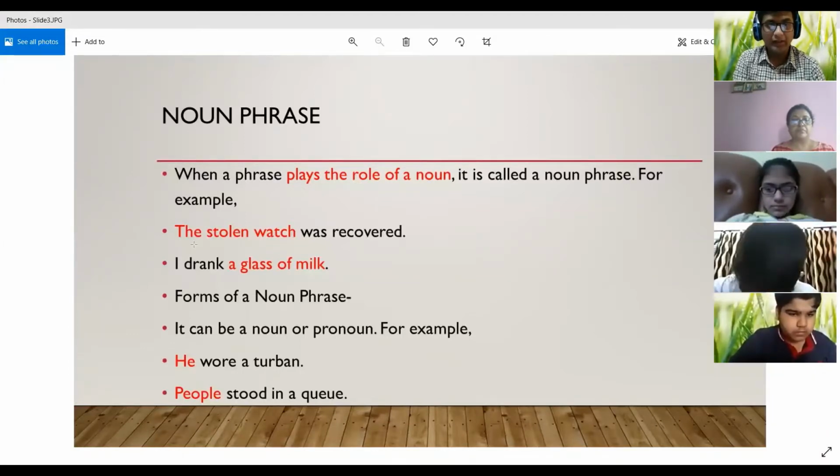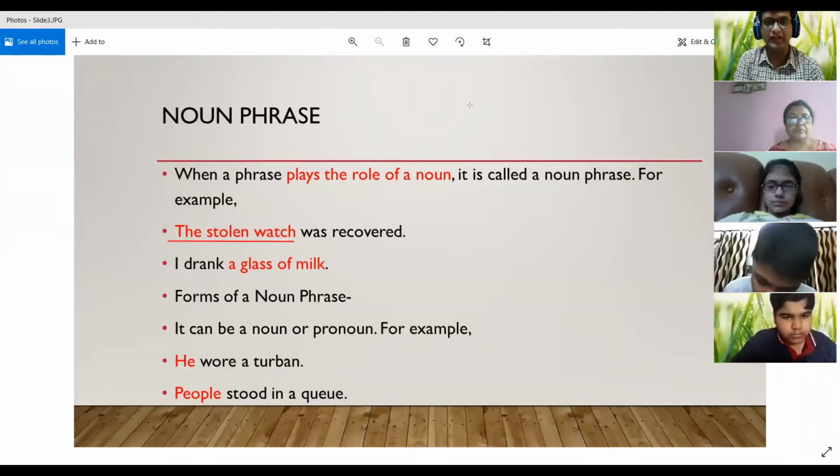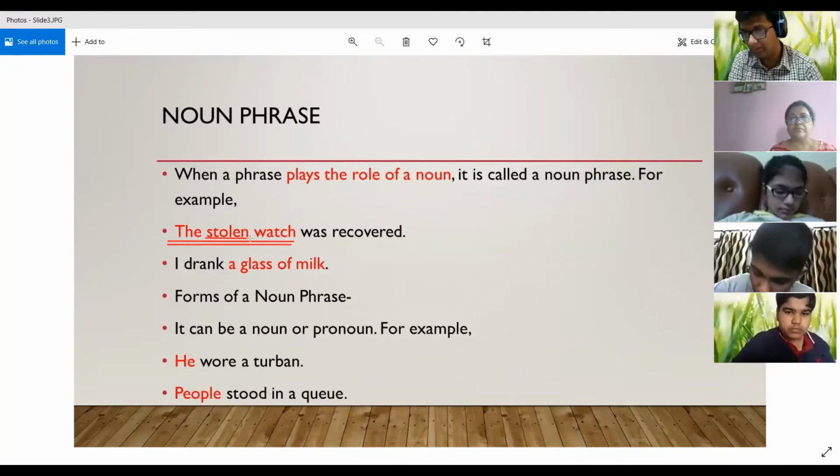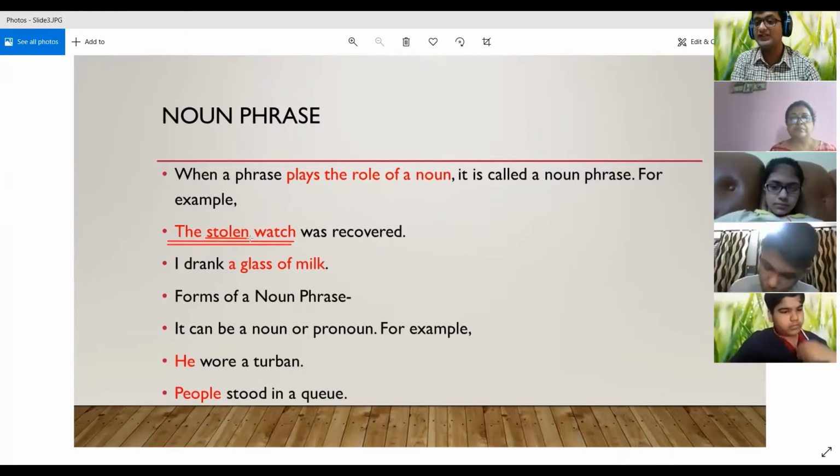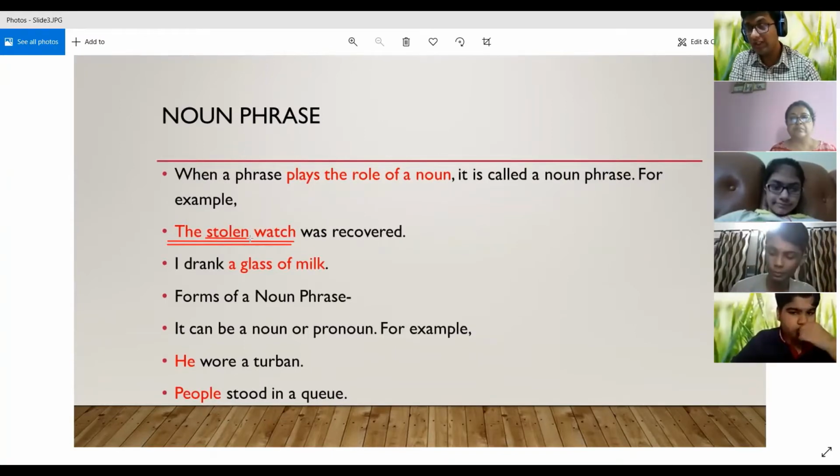For example, the stolen watch was recovered. Now, in this case, you will find that the stolen watch over here becomes the noun. Why? Watch is the noun. Stolen alone, basically you can say steal is a verb, right? Stole is the second form of verb. Stolen is the third form of verb. So in a way, you can say that stolen is the third form of the verb steal.